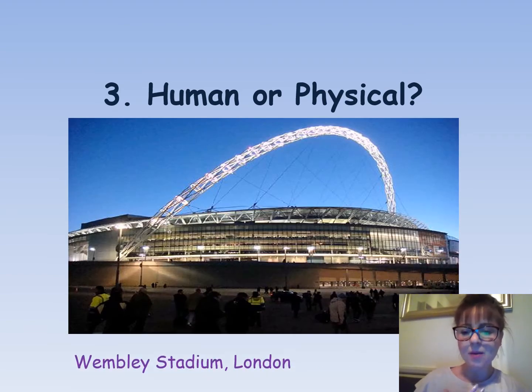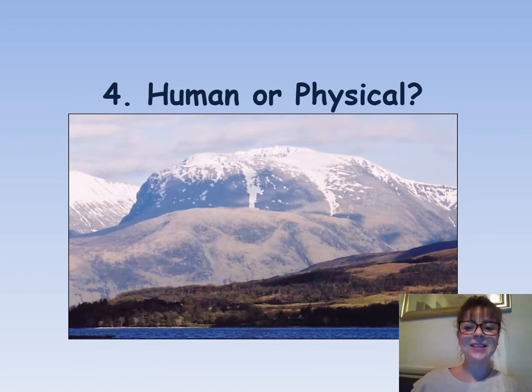Okay, here we've got the Wembley Stadium in London. Is this human or physical? Write number 3, pause the video and write human or physical for your answer. What do you think? Is it man-made? Is it natural? Would it be here if humans weren't on the earth? Okay, this is a human feature again. It's man-made, it's been constructed by humans. If there were no humans on earth, we would not have Wembley Stadium.